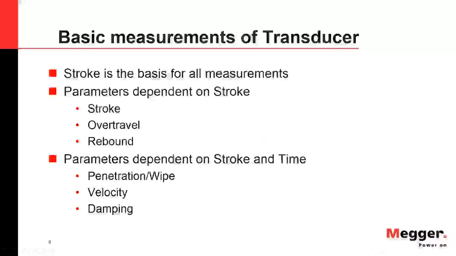So when we're talking about the transducer, really stroke is the basis for all the measurements. So you're going to hook up this transducer, and you're going to see the difference between open, close, and get that stroke. Then we can also see how far it overshot for over travel, rebound, and some of those parameters. But then you also have some parameters that are dependent on both the stroke and the times, or the stroke and the contact touch that you're going to be measuring. So these will be things of penetration or wipe, your velocities, and your damping.